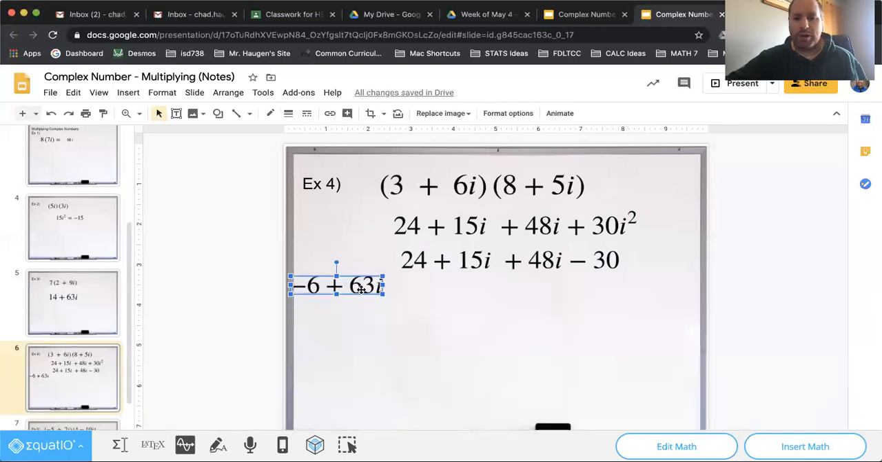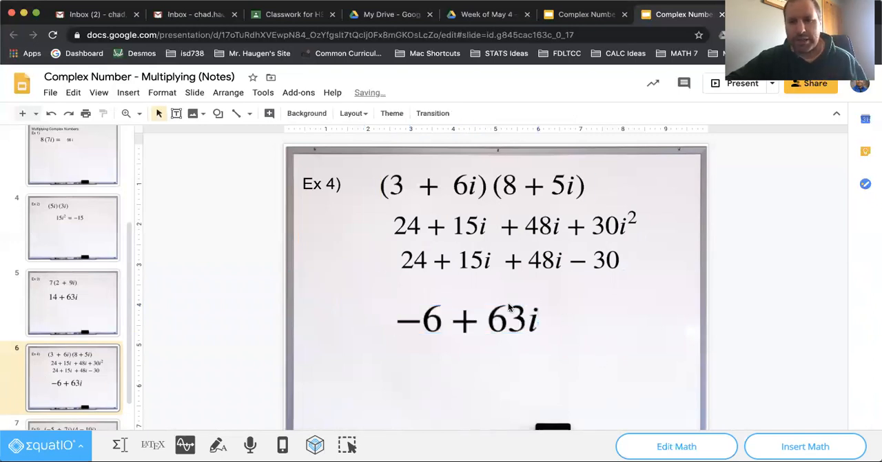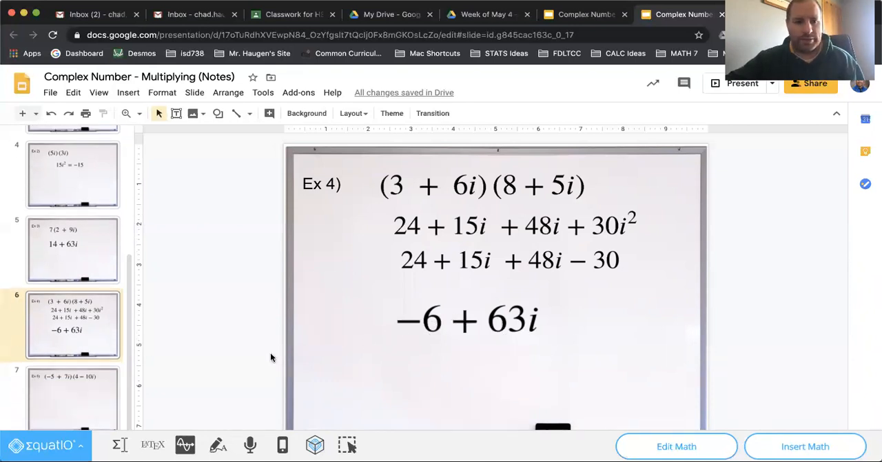Now, if you really wanted to, it wouldn't be technically incorrect if you put 63i minus 6, that is okay. But in standard form, we usually put the real part first, and then the i stuff second. That's called a plus bi form. So usually we put it in this form, put the i's last when we do that, but it should always simplify down to something like that.